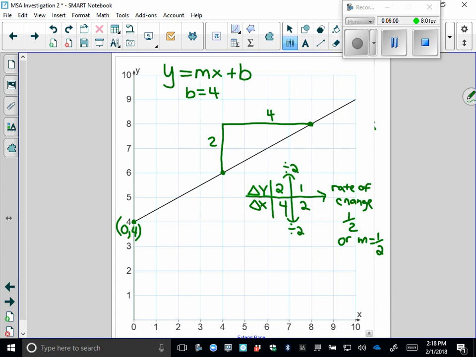Okay? And then you just write your equation. You have to keep an x and a y in the problem. So the equation is going to be y equals what? Anybody know, Caroline?